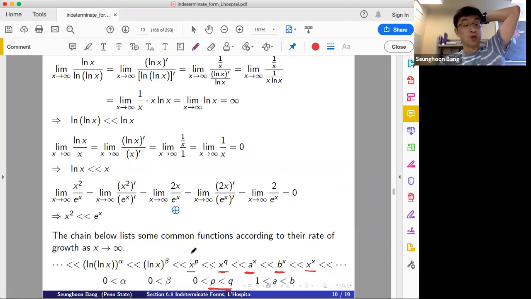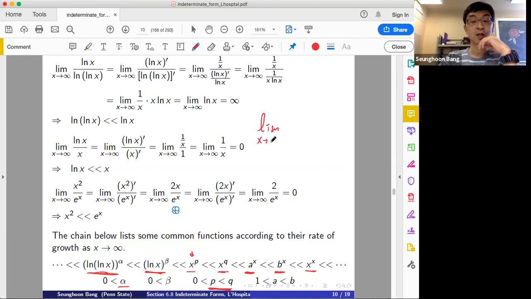One more, you can compare any kind of things, and the ln of x. The ln function is really, really slow. So I want to give one example. The limit as x approaches positive infinity of the square root of x over ln of x to the 100.